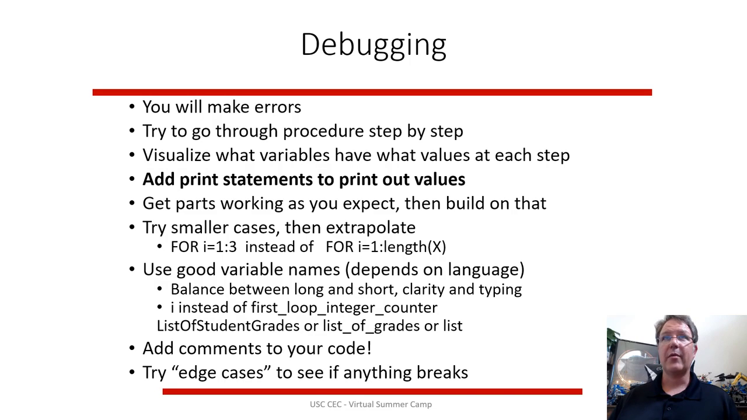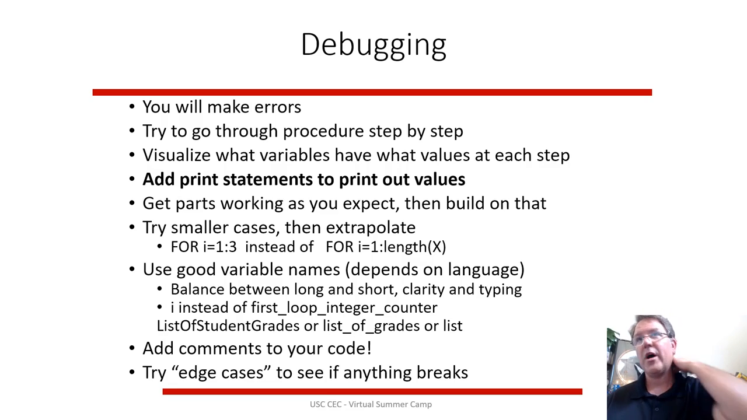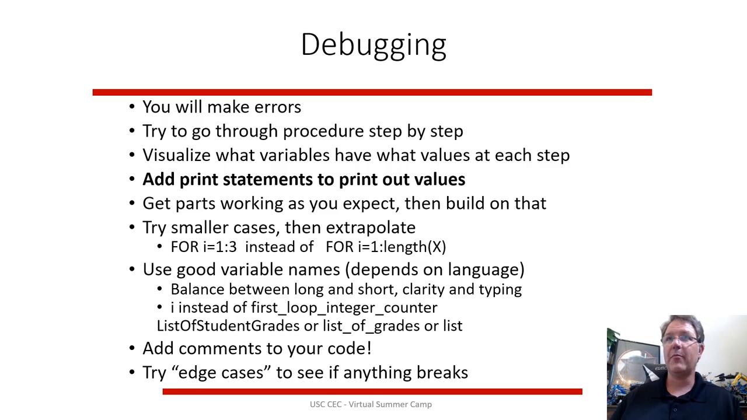One of the tricks to writing programs is debugging. You are going to make errors. Nobody is perfect. Very few people are perfect. So you have to go through your procedure, your program, step by step, and think about what variables or what possible values they could take. I like to put print statements in to figure out what's going on at each step. There's better tools these days to trace variable values and stop at a certain point in your code.